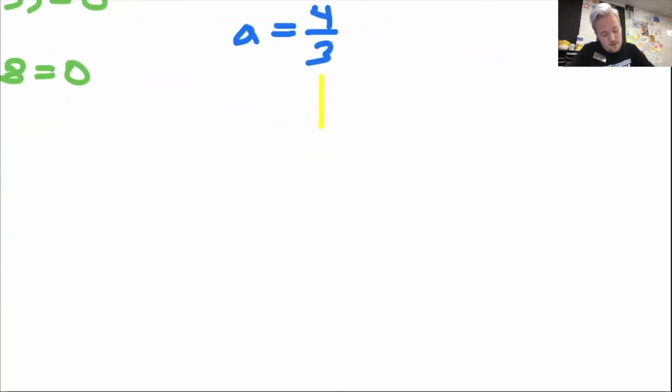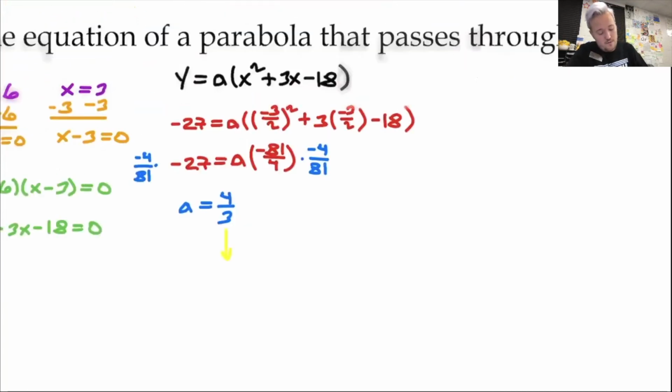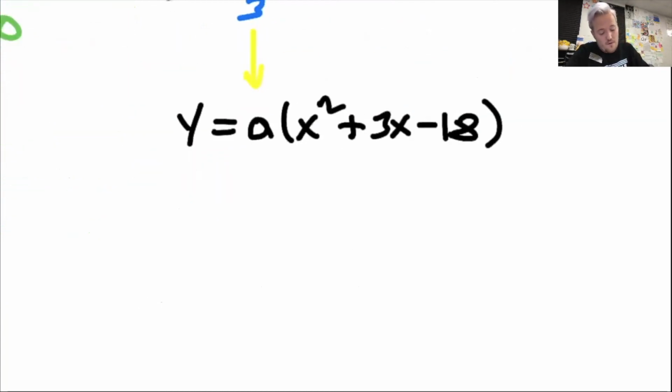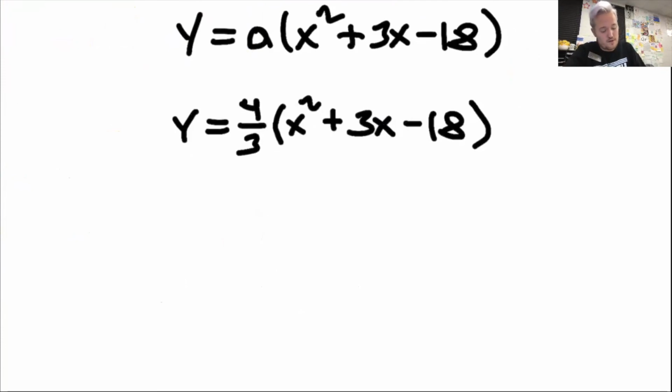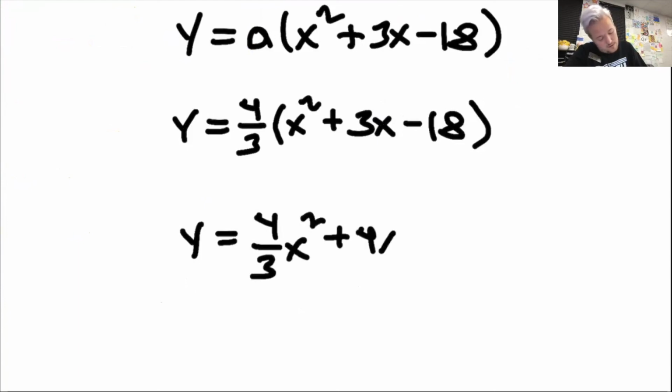So now I'm going to plug in this a value to your regression model, which we have up here at the very top. So plug in the 4/3 times x squared plus 3x minus 18. All right, so when you distribute, we're going to have y equals 4/3 x squared plus 4x minus 24. Wow, my handwriting is terrible.